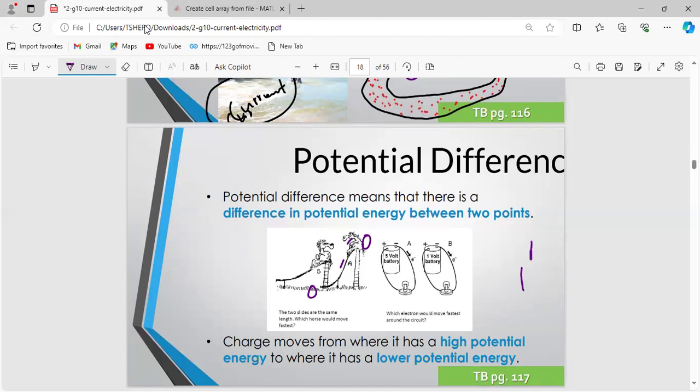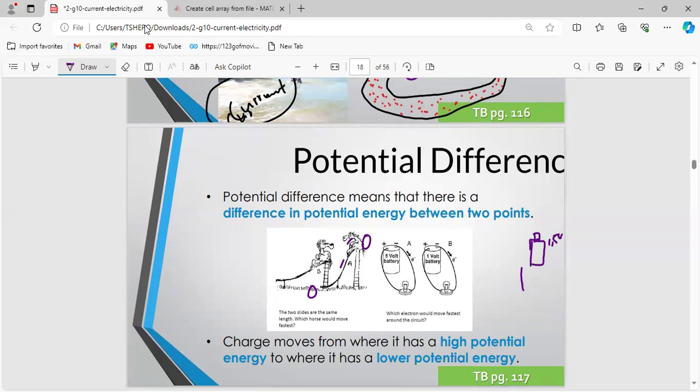Like I said, the battery that you see at home, the one that you use for the remote controls, it's 1.5 volts, okay? So this is 1 volt. Let's say, for example, this one is 5 volt. So the potential difference depends on the size of the battery, right?